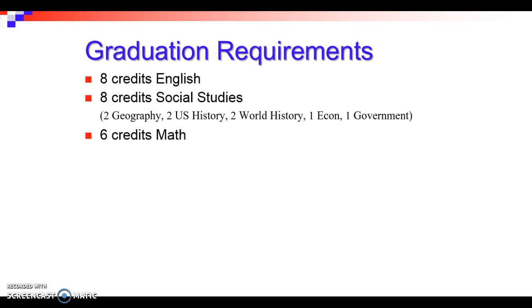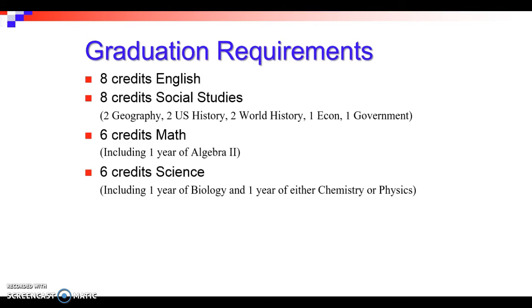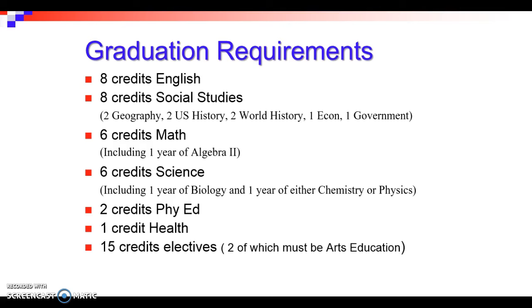6 credits of math, including 1 year of Algebra 2. 6 credits of science, including 1 year of biology and 1 year of either chemistry or physics. Both math and science need to be taken for 3 years. We strongly encourage students to take a 4th year of math and a 4th year of science. When they do so, those classes will actually be elective credits in the student's graduation requirements. 2 credits of physical education, 1 credit of health, typically taken in the 10th grade year, 15 credits of electives, 2 of which must be fine arts education, for a total of 46 credits.